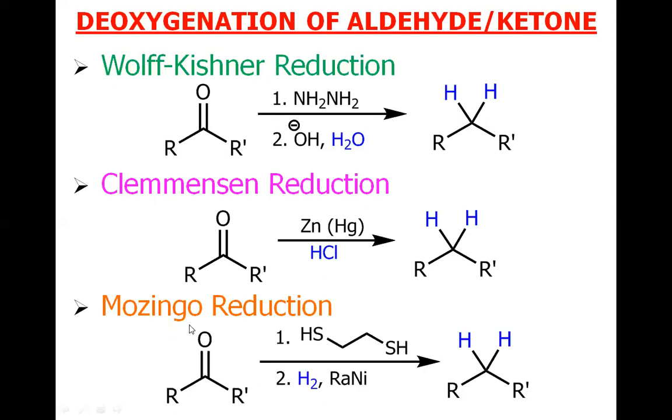Now we have the third method. The name of this method is the Mozingo reduction, in which we take the dithiol to have the dithiolane ring, which is then treated with hydrogen in the presence of Raney-nickel to have this CH2 group. So all these three methods give us the same desired product with different reaction conditions. You could see the Wolff-Kishner reduction works under basic condition, the Clemmensen reduction works under acidic condition, and the Mozingo reduction works under neutral condition. So whatever condition we need, we may adopt and we may get our desired product.